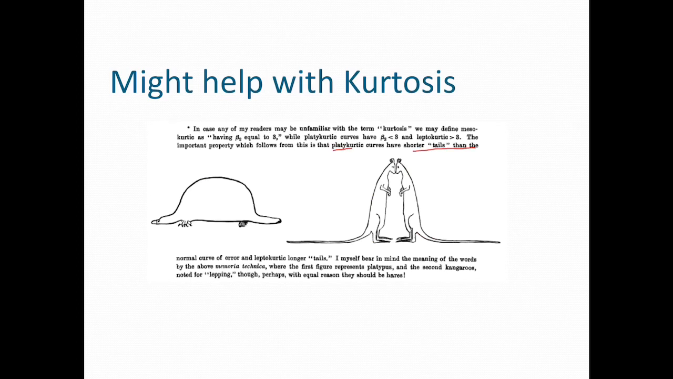platykurtic curves have shorter tails than the normal curve, right? And so that's shown here with the platypus. And then if you have leptokurtic, you have longer tails. If you think about the kangaroos here, it forms more of a leptokurtic type graph. And if you think of leptokurtic as kangaroos can leap around, this might be a great way to differentiate between leptokurtic, platykurtic, and mesokurtic.